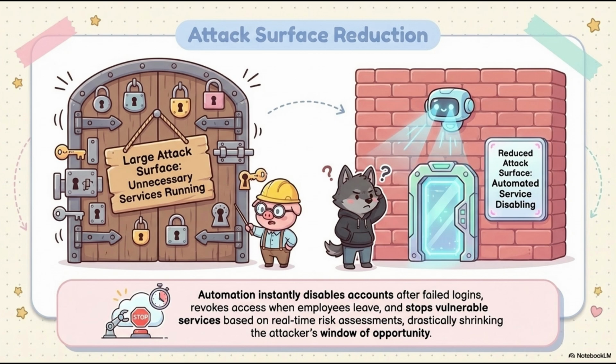Enabling and disabling services and access is another powerful use case. Automation can disable accounts after repeated failed login attempts, revoke access when an employee leaves the organization, or stop a vulnerable service based on a risk assessment. This limits the attack surface, which is the total number of potential entry points an attacker could exploit. By reducing unnecessary services and access, you reduce opportunities for exploitation.